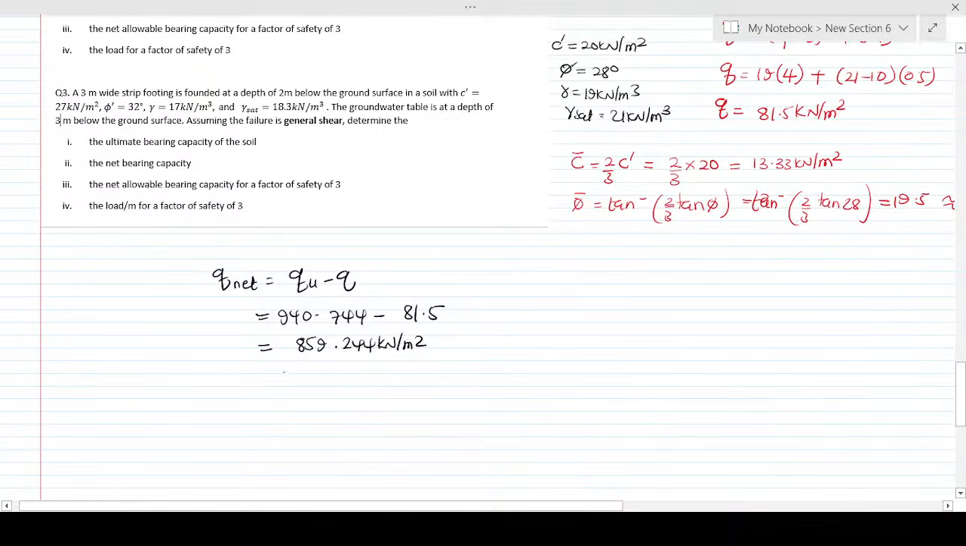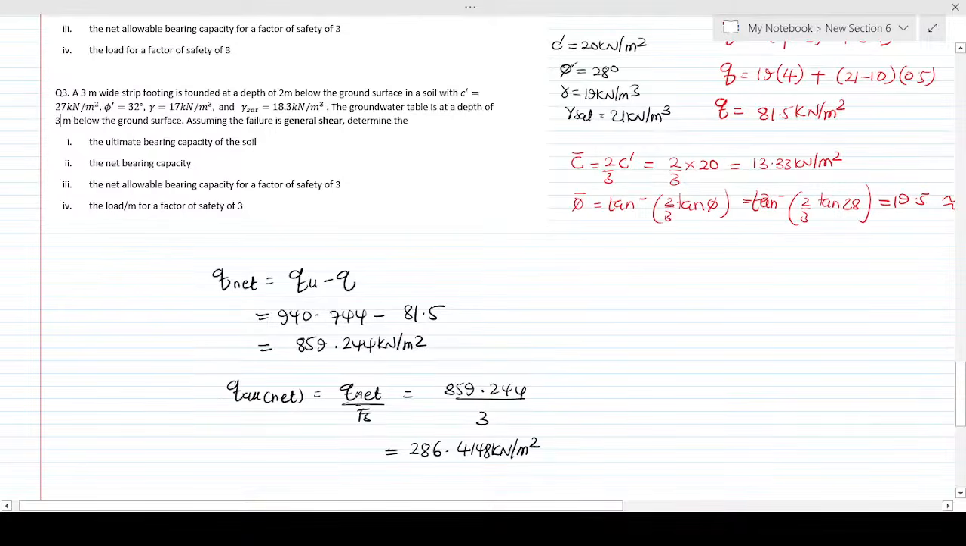Are you okay? Then we were supposed to find the net allowable at a factor of safety of 3. The q allowable net is going to be q net over a factor of safety. So my q net is what? 859.244 over a factor of safety, right? And that will give you 286.4148 kilonewton per meter square.